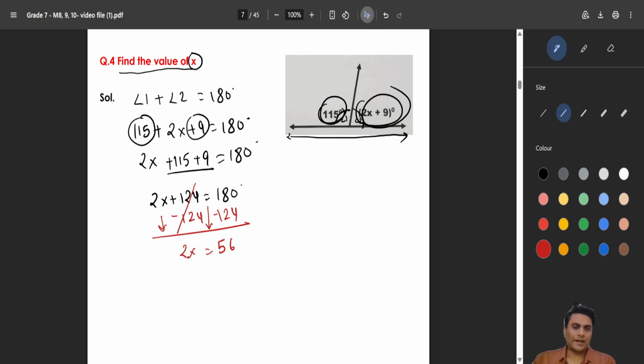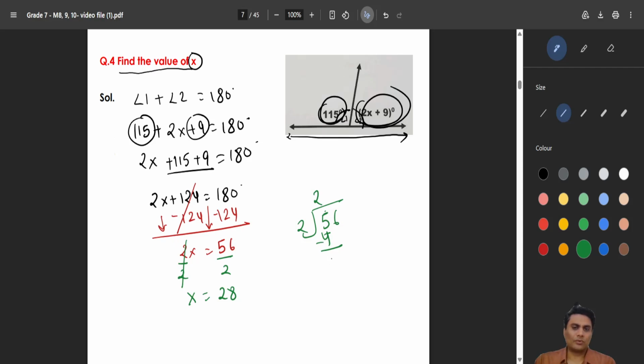Now 2 times x. For times what will I do? Divide. x equals 56 divided by 2. Check the division. I can start with the 5. It is bigger than 2. So 2 times 2, 4. I cannot take 2 times 3, 6, because the 6 will become bigger than 5. So that's why I took 2 times 2, 4.